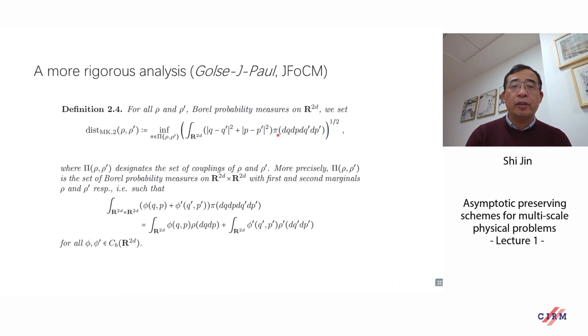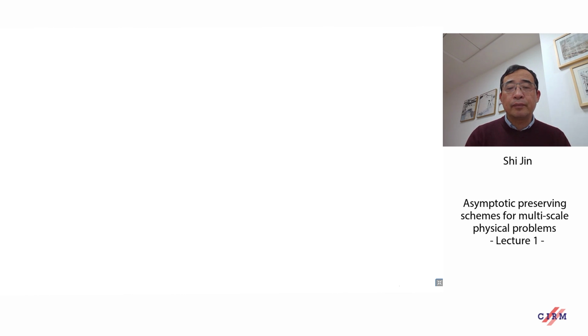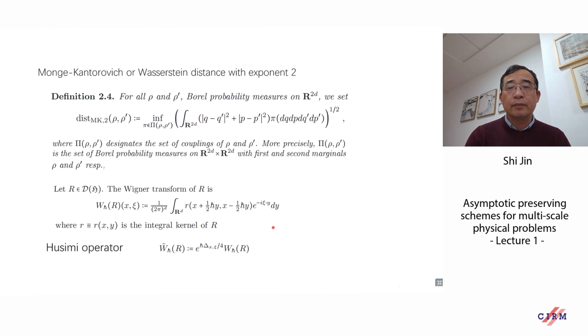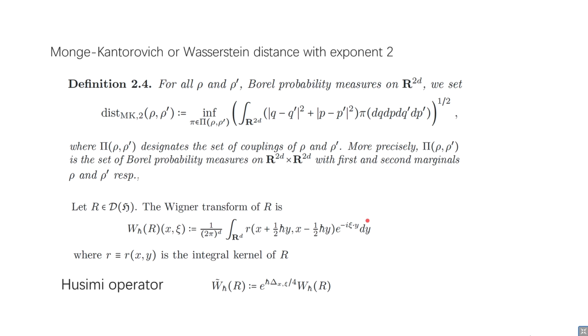Okay, standard definition. But this pi is a joint distribution, and if you take a marginal of pi with respect to p and q, you recover one of these marginal distributions. Okay, so that's what this definition means. So it's standard notation for the Monge-Kantorovich or Wasserstein distance within the L2 framework, which Francois actually introduced a little bit in his lecture.